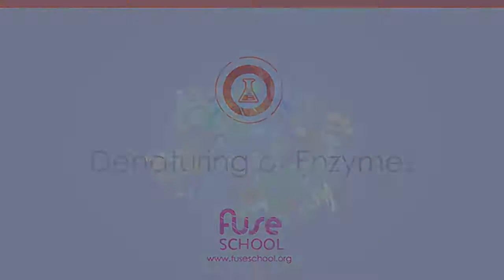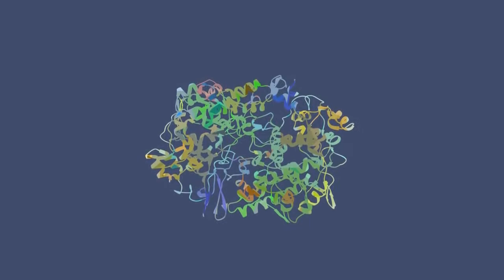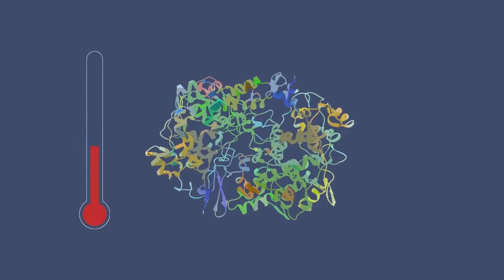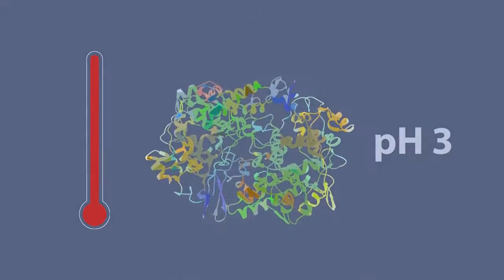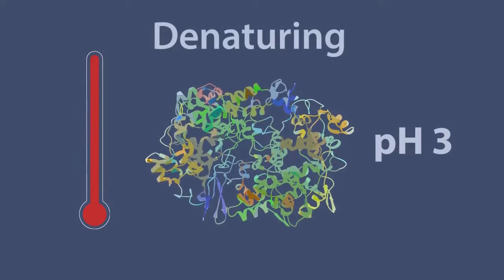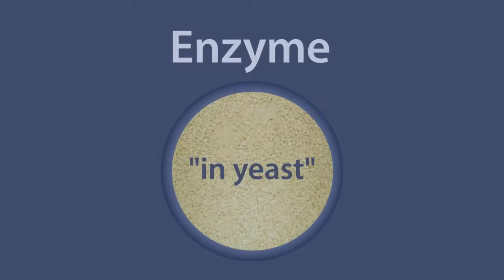In this video, you will see what happens when an enzyme's environment changes, either too hot or a big change in pH, salt concentration, or solvent type, the process called denaturing. The word enzyme means "in yeast," where they were first discovered.